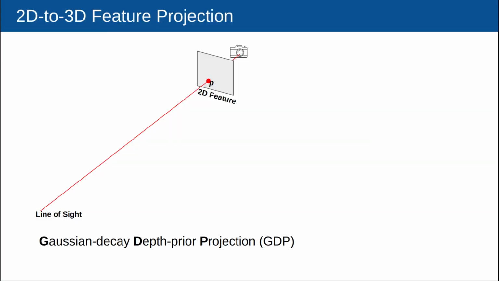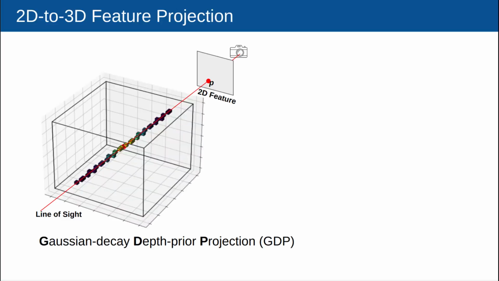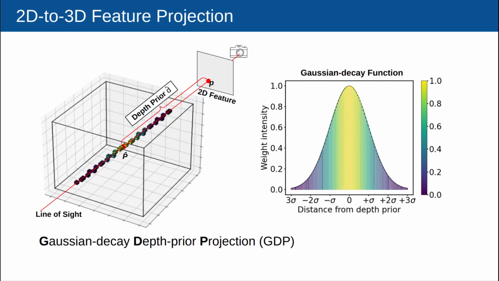A 2D feature located at pixel P can be backprojected along the line of sight. All the voxels passed by the line of sight can be related to this feature. With the depth prior, the p-hat is considered the most probable point, and the weight is decayed with the increased distance to the p-hat. We describe this weight with a Gaussian decay function.